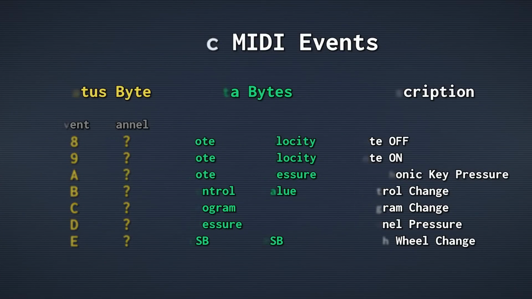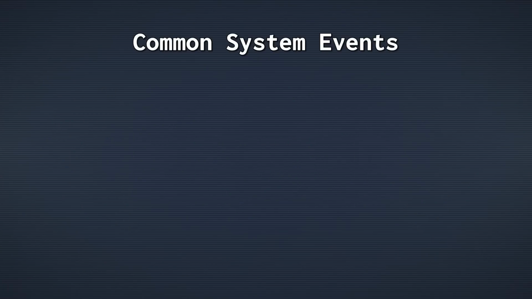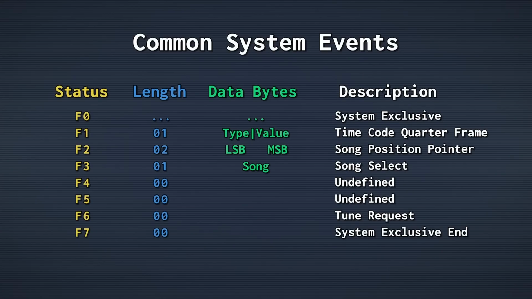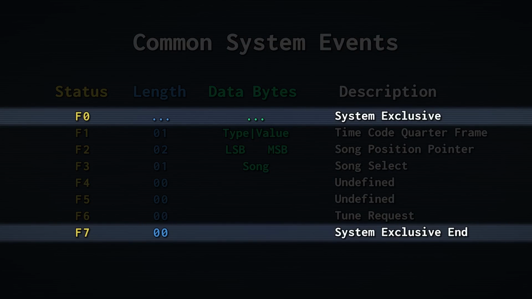Moving on, we have more events, such as common system events. Each of these events has a length following the status, which tells us how long the event's data is. Note that this length is again a variable length quantity, meaning it isn't always a single byte. Our first system event is the system exclusive event. It lets manufacturers include custom events. The data bytes start with a 1 or 3 byte ID, followed by any number of bytes of custom data.